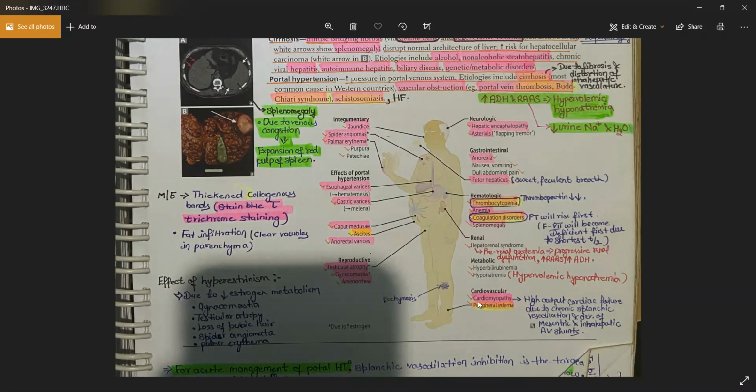Why hyperbilirubinemia? Because the liver is involved in the metabolism of bilirubin. The unconjugated one will convert into conjugated bilirubin, then the conjugated one will be excreted, right? So this will be inhibited. You will have a hyperbilirubinemia, right?